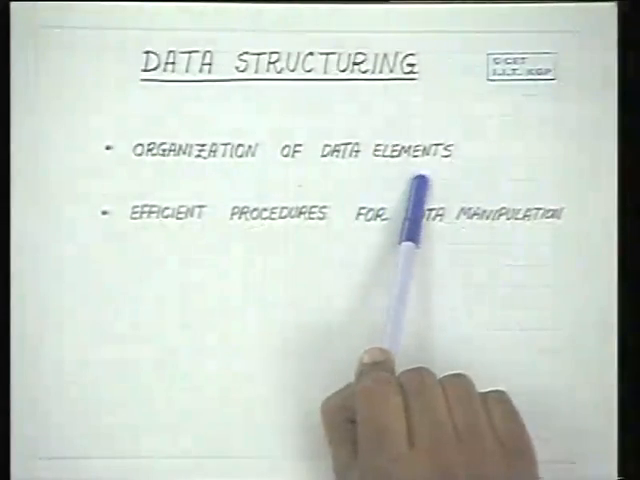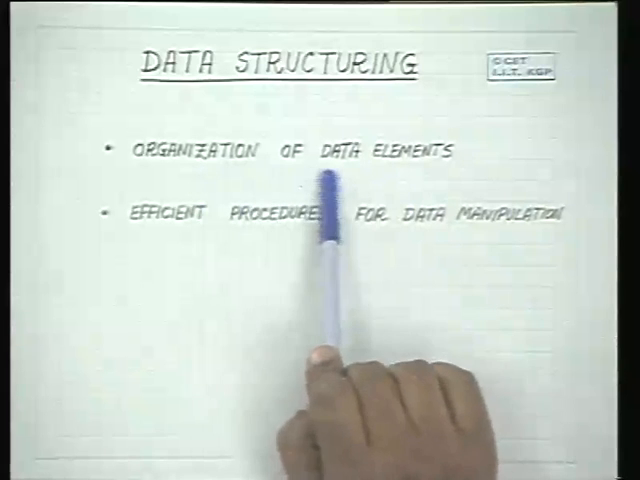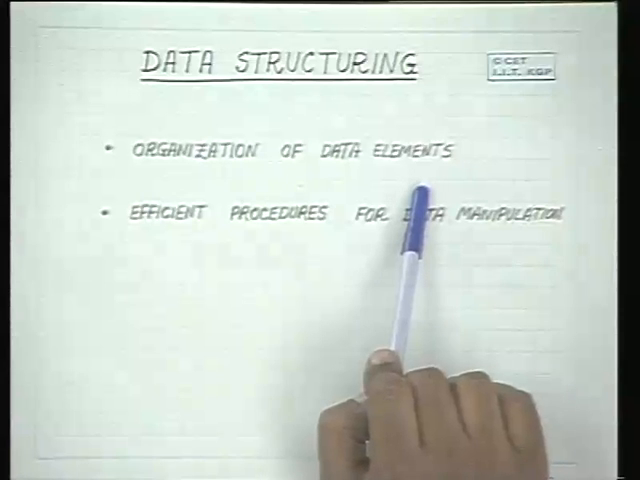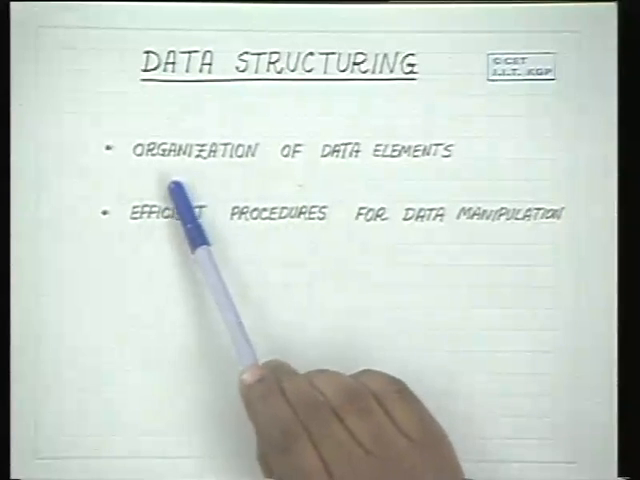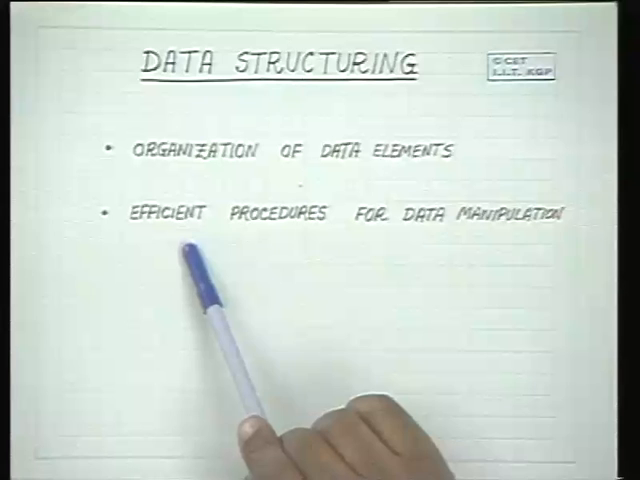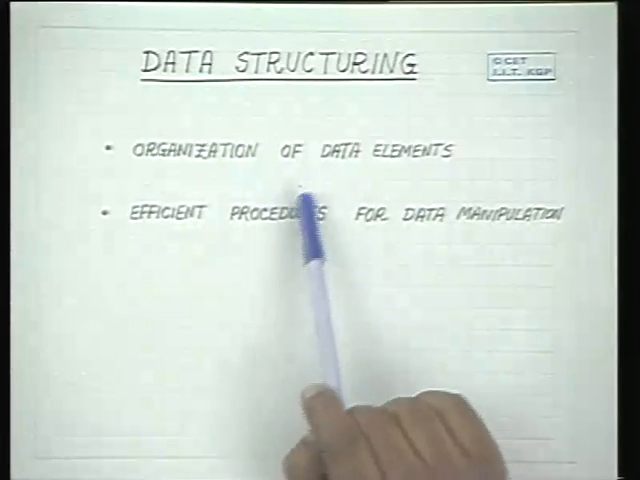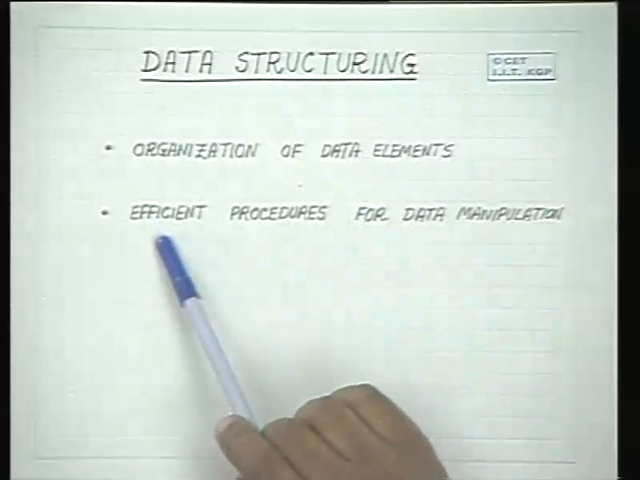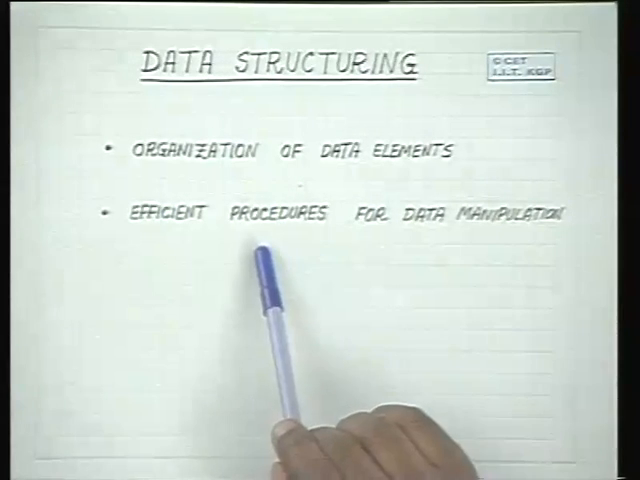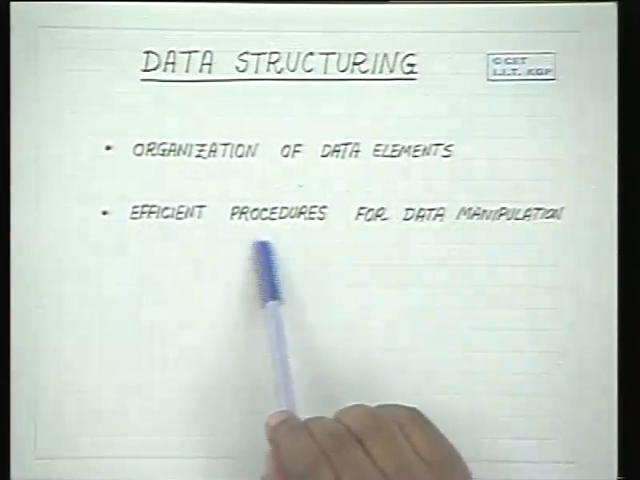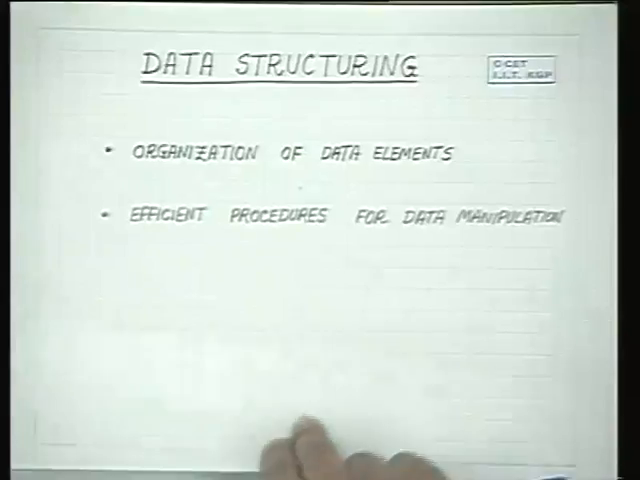Data structuring has got two parts. One is the organization of the data elements, that is, whatever is the data, how you are going to store the data, in what form and exactly in what structure and format. And secondly, these data will be operated on by a number of procedures. So the procedures or the functions which operate on the data must be efficient. Therefore, data structuring inherently consists of two parts. One is an organization of data elements and the other is efficient procedures for data manipulation.